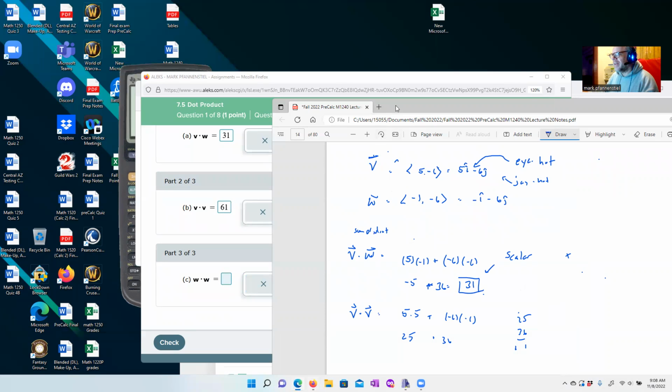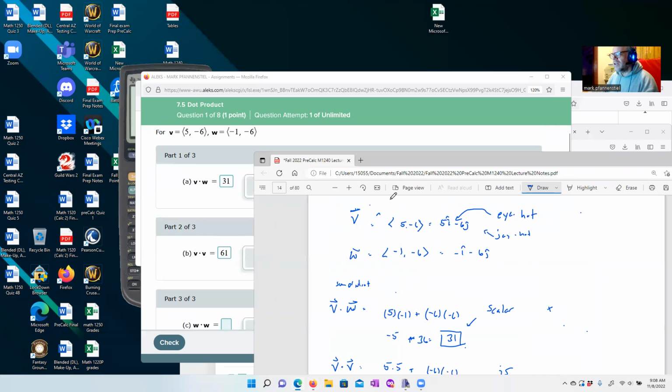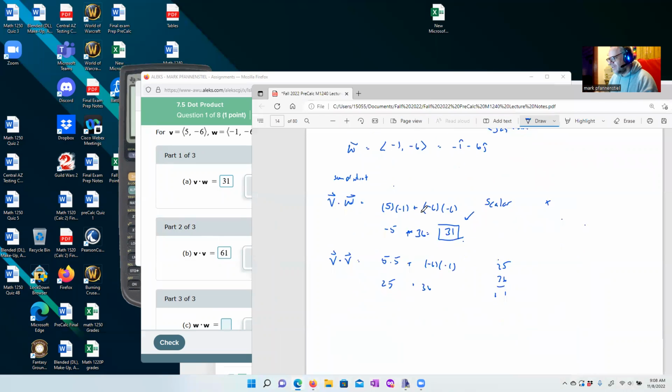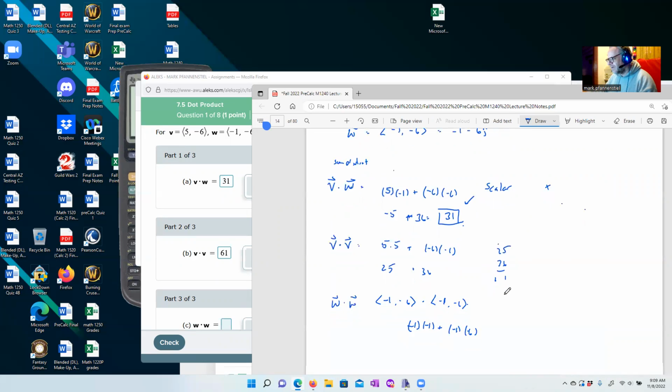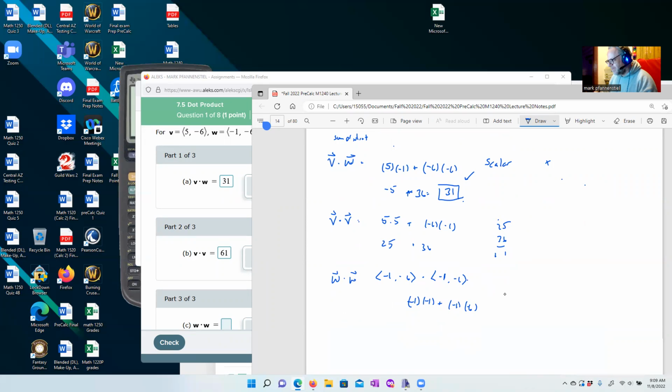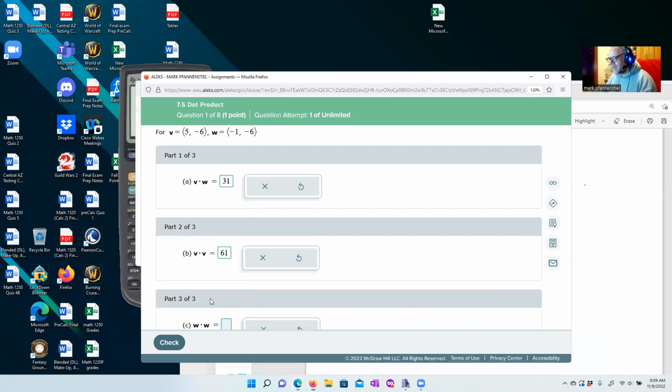Okay, w dot w. w dot w is just going to be -1, -6 dotted with -1, -6. So we're going to end up with -1 times -1 plus -6 times -6. So 1 times 1, regular sign rules apply, plus 36, that's 37. There we are. That's all there is to it.